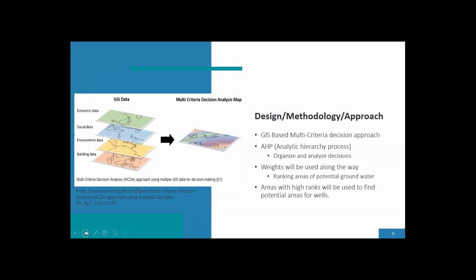This slide shows my methodology and approach. I will discuss this in the next few slides. First, I will be using a GIS-based multi-criteria decision approach. This type of method helps you determine the best alternative by considering more than one criteria in the process.